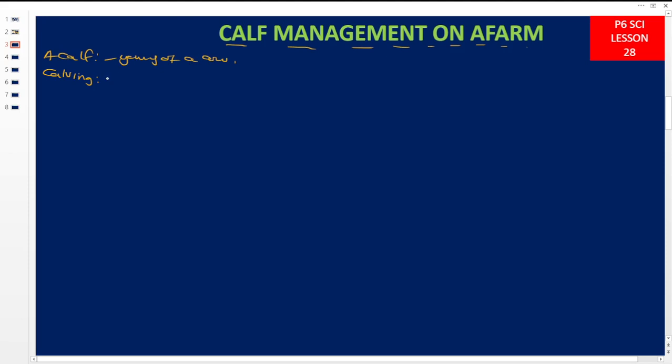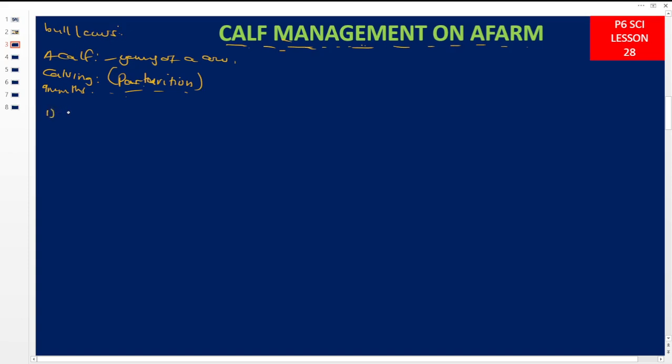And the gestation period of this cow is 9 months. Now if it's not called calving, we can call it parturition. We can call that one parturition. Now after calving or after parturition, how are we going to manage our calves to make them turn into bulls or to turn into cows?